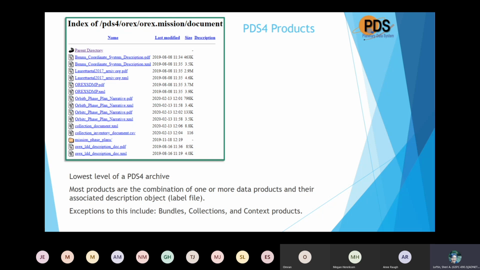Now, this is not always true. There are exceptions. A bundle, which we're going to cover in a couple of slides, and collections, which we'll cover in the next slide, and also context products. They're all products, and they also all have associated label files. They're just not data products. But most of your products will be data products.